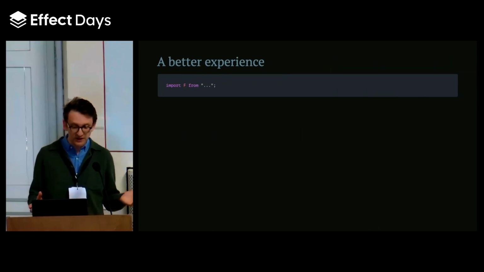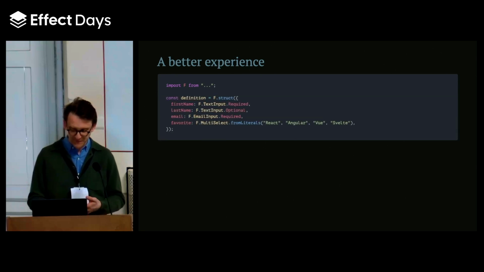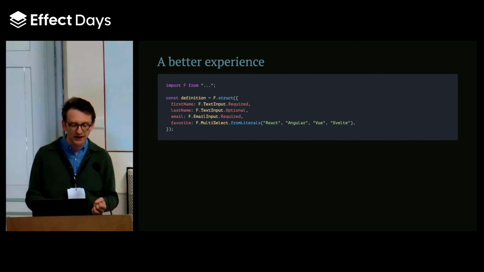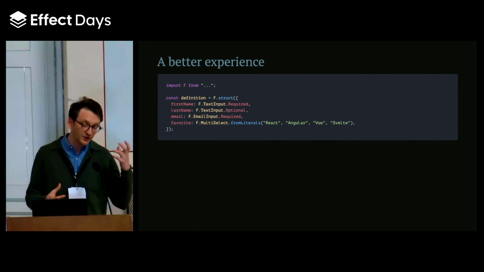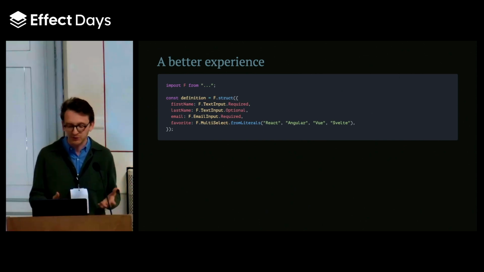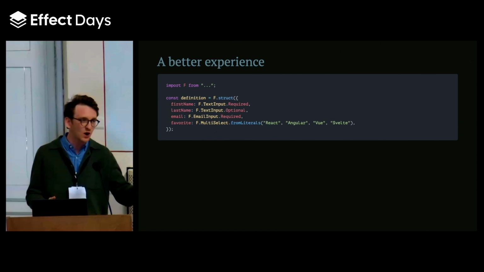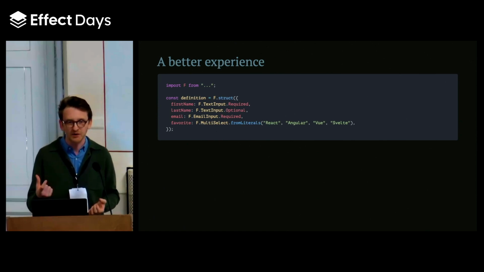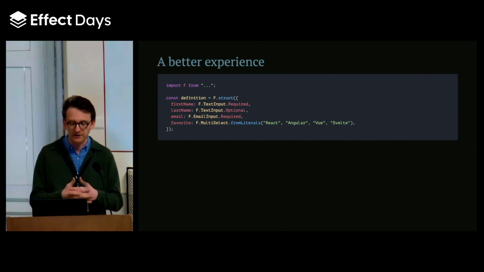What if there was a new mysterious library called F? And from that library, we could create a form definition where the inputs would have the UI part and the schema part embedded into one thing. So text input.required: I have the text input part, which is the UI part, and required is about the schema part. So all of this is coupled together here.